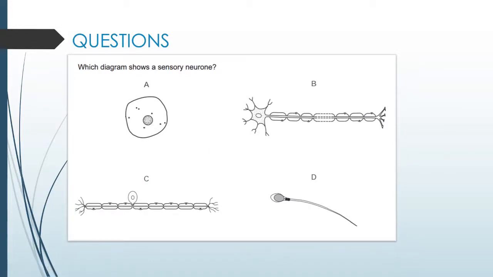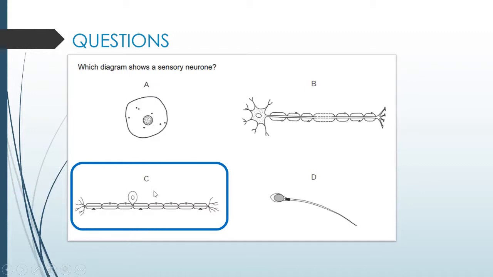Next one is which diagram shows a sensory neuron. First, A is totally ruled out because this is just a cell. D is totally ruled out because this is a sperm cell. And the options which are left are B and C. Do you all remember that when I spoke about the difference in the neurons, the sensory neuron has the cell body in between. So C is the right answer.